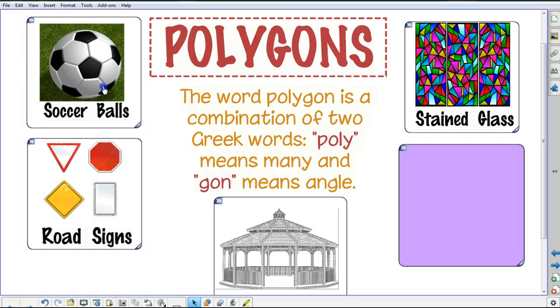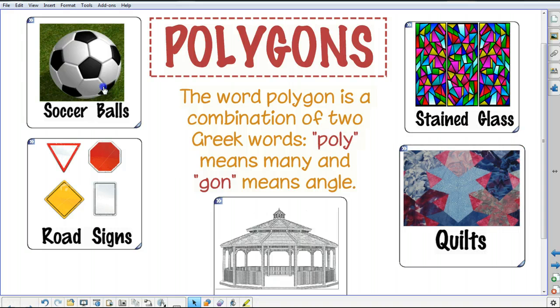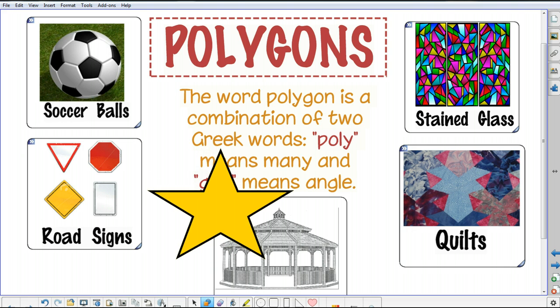Stained glass is often made up of polygons. And this quilt is made up of polygons. Another example of a polygon, oh, I can't draw stars. Oh, I think I have it in one of my sheets. Another example of a polygon would be that star. That star is a polygon. It's a shape with many angles, right?